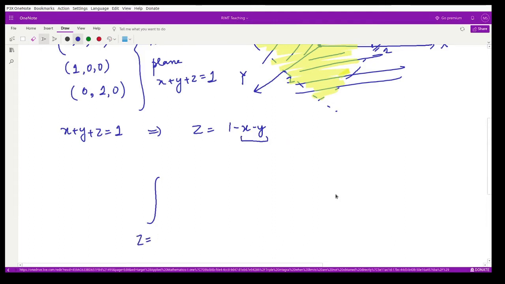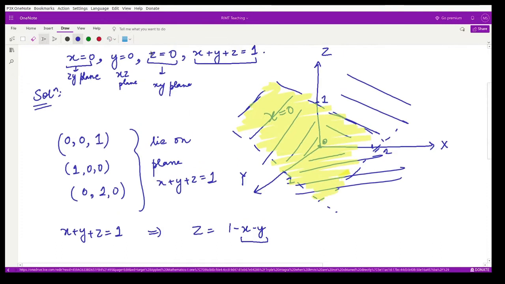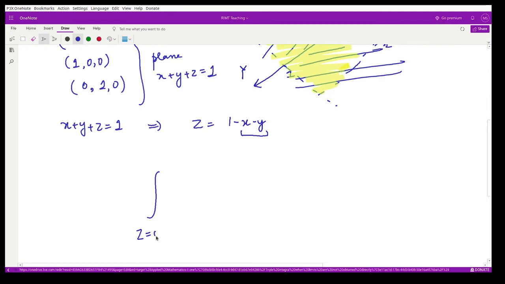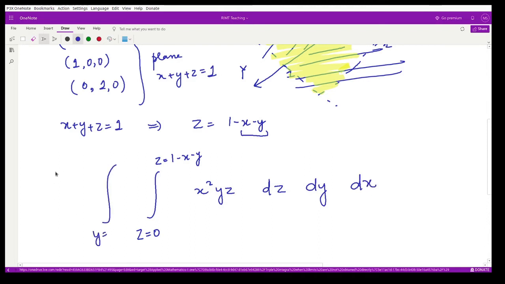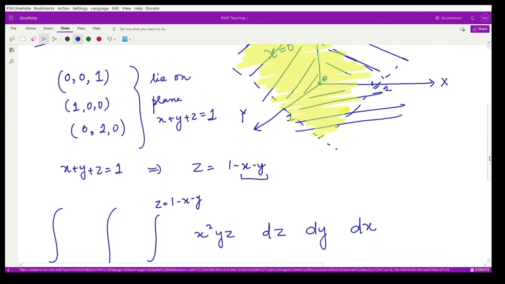So z varies from, what is the lower value of z? It cannot go below 0. So its lower value is z is equal to 0 and the higher value is 1 minus x minus y. And here you will write your function as such, x square y z. Here we have written the limits of z, then we will write the limits of y, and then the limits of x. So here we will perform the integration with respect to y, and here the integration with respect to x.